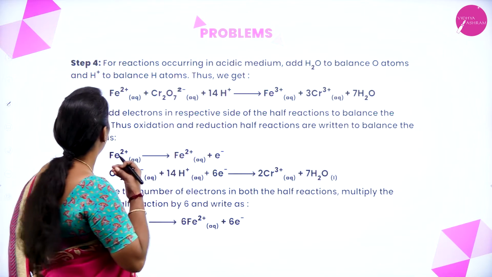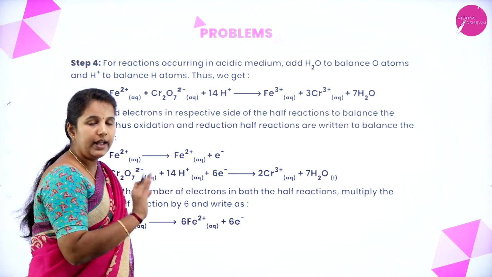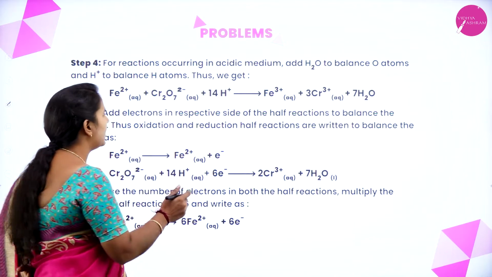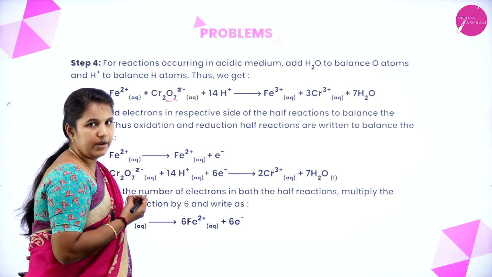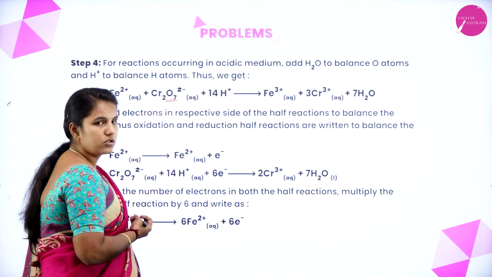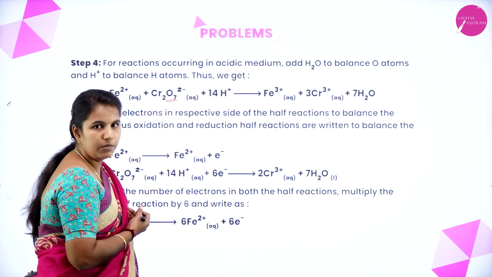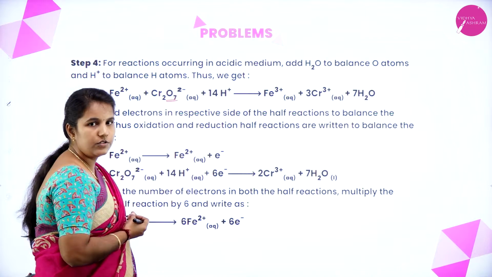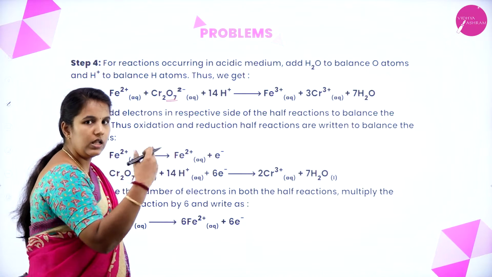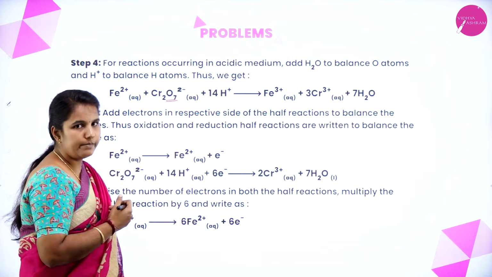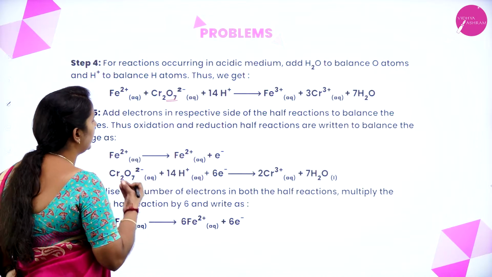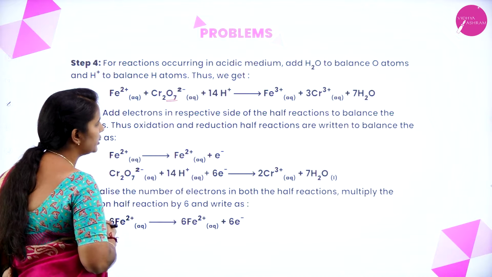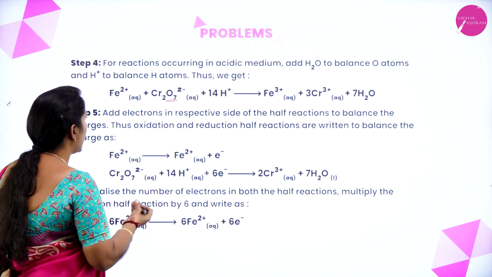Understood? In the fourth step, we are writing the entire reaction and balancing the oxygen, because this is in an acidic medium, right? So we need to balance the oxygen by writing water molecules. There are 14 hydrogen, so we need to write 14 H+, and the 7 oxygen will be balanced. In the fifth step, add electrons on the respective sides of the half reactions to balance the charges.